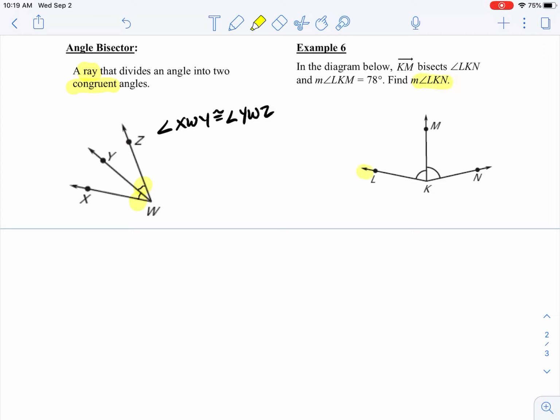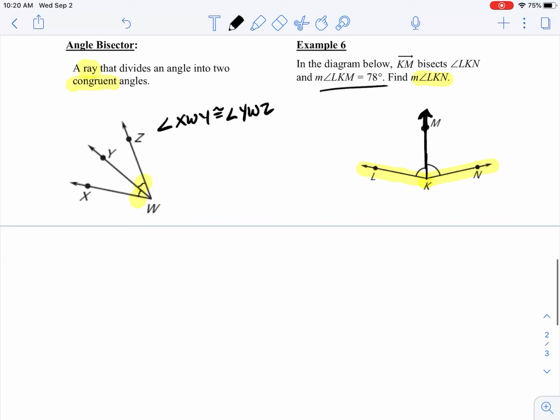So let's just first see what we're talking about with LKN. We want to find LKN, and what we know is that KM, this one right here, comes in and bisects it. And by bisects, he cuts in half. And they also give us here that LKM is 78 degrees. And if it's being cut in half, and I can see that this arc here, and we got 1 arc here, so if that's 78, then this would be 78 as well. And so to find LKN, I would just simply add those 2 together.